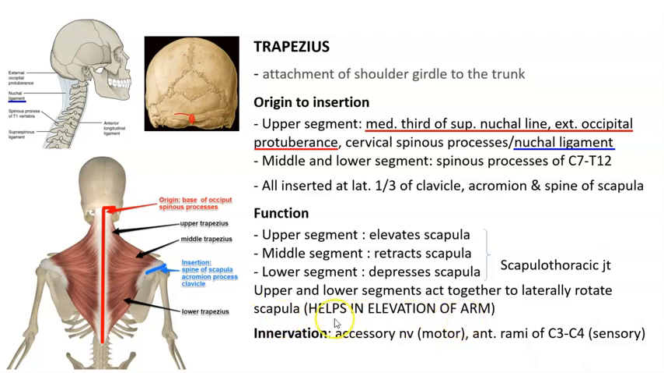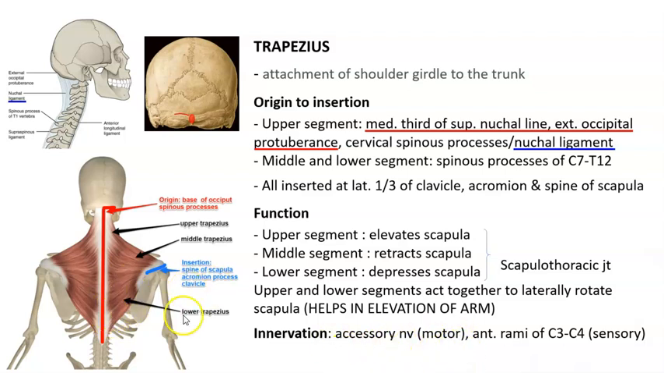As I mentioned before, it helps in elevation of the arm together with, what was it? Supraspinatus abducts the upper limb up to 15 degrees, deltoid up to 90 degrees, and serratus anterior and trapezius help in elevation all the way. And then the innervation is from the accessory nerve.